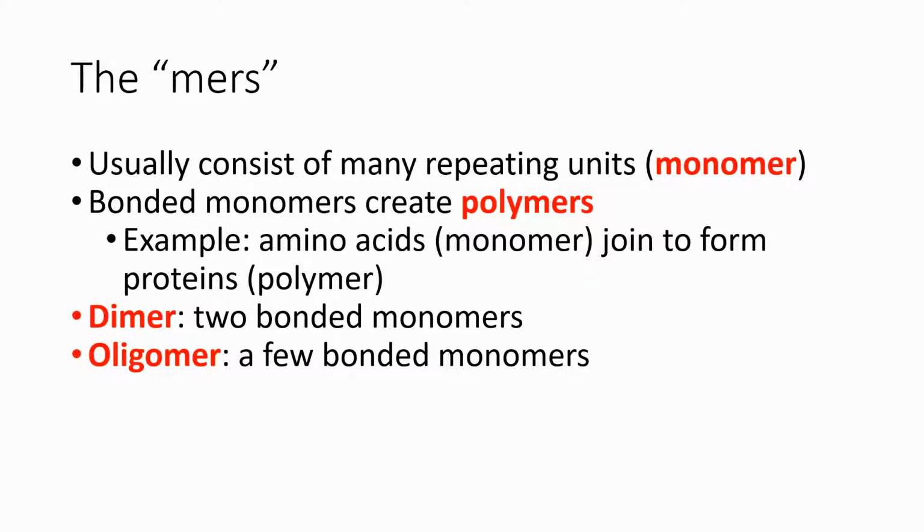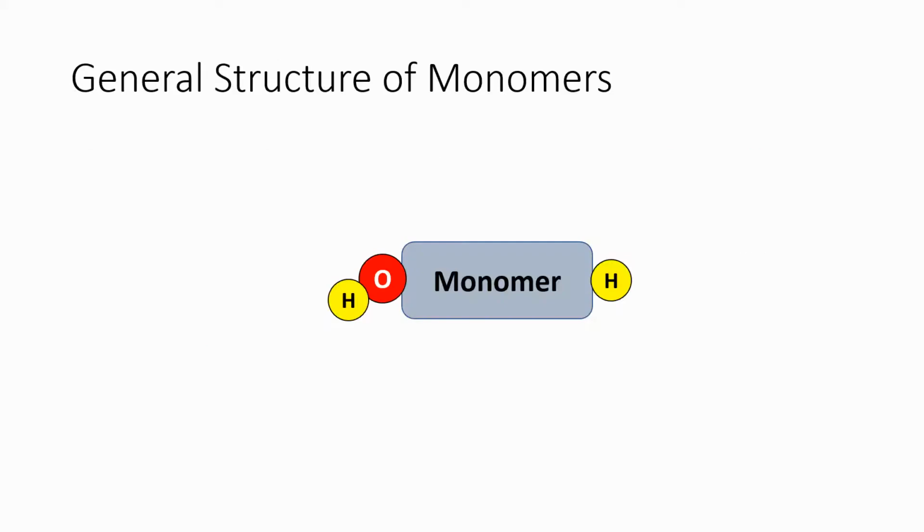You can also run across the term oligomer. An oligomer is a couple of monomers bound together, more than two obviously, but not anywhere near 10 or 20 or 30 monomers bound together.